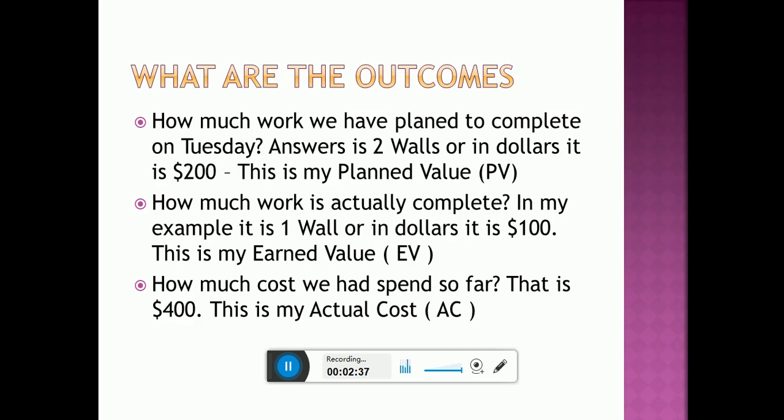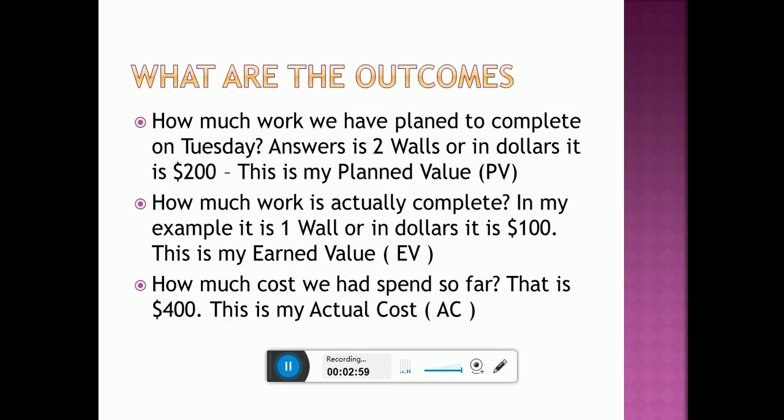Now the third thing: how much I have spent so far. Till Tuesday I spent around $400. That is my actual cost, how much money I have spent to date. So that is $400, and it is called my actual cost.